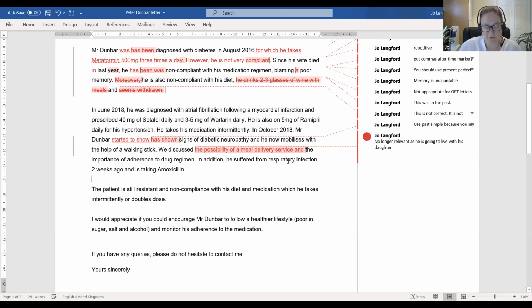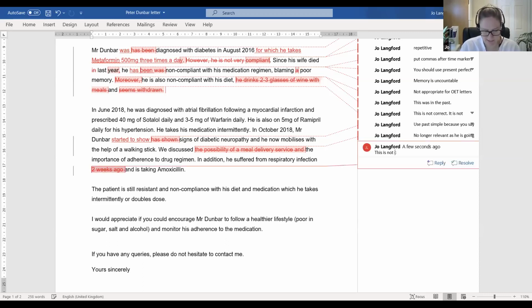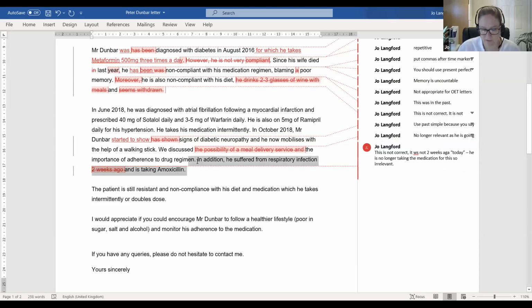In addition, he suffered from respiratory infection 2 weeks ago. Not strictly true. This actually was 2 weeks ago in October. This is not correct. It was not 2 weeks ago today. He is no longer taking medication for this, so irrelevant. So I would cut out anything about his respiratory infection. It's no longer relevant.